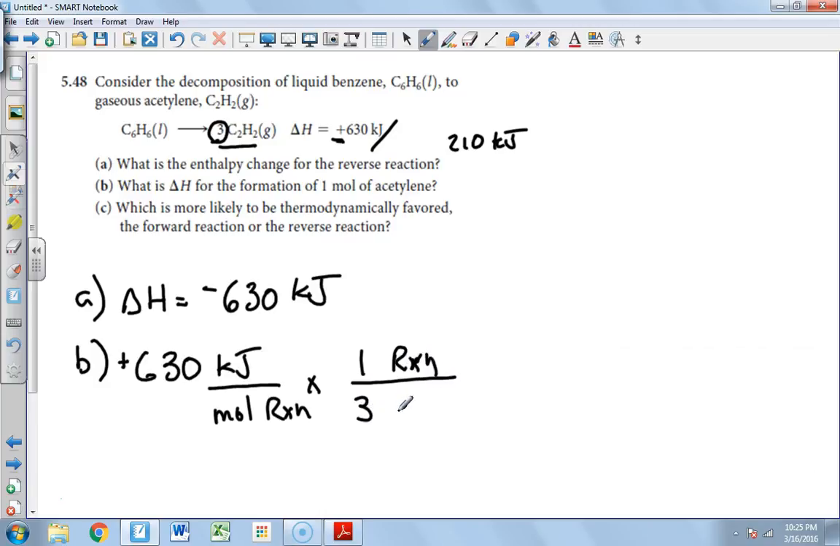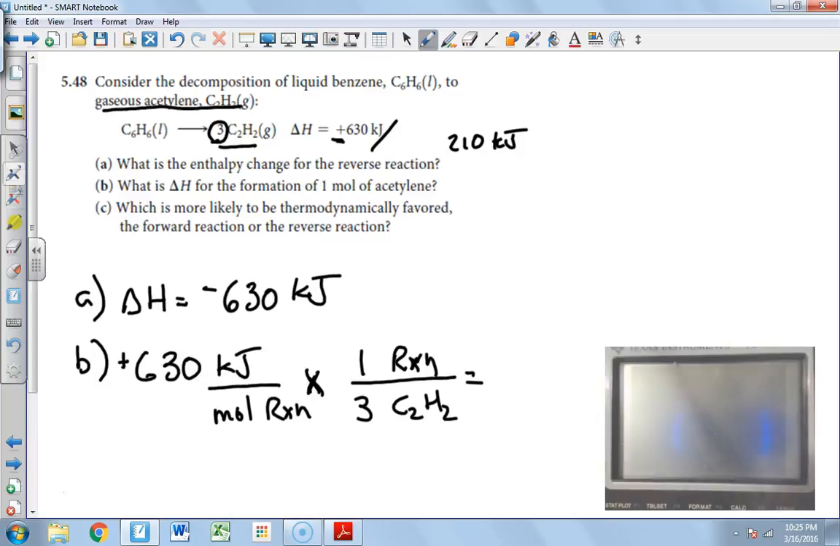Now, for every 1 reaction, there are 3 acetylenes, C2H2. And don't think I'm a wizard with naming. It says right here that that's acetylene. So, for every 1 reaction, there's 3 moles of acetylene. And again, we're just using what I call the X line here to do the conversion. And so 630, here, let me bring up my calculator so you can see. So 630 divided by 3 equals 210 kilojoules. Okay, and that's positive.